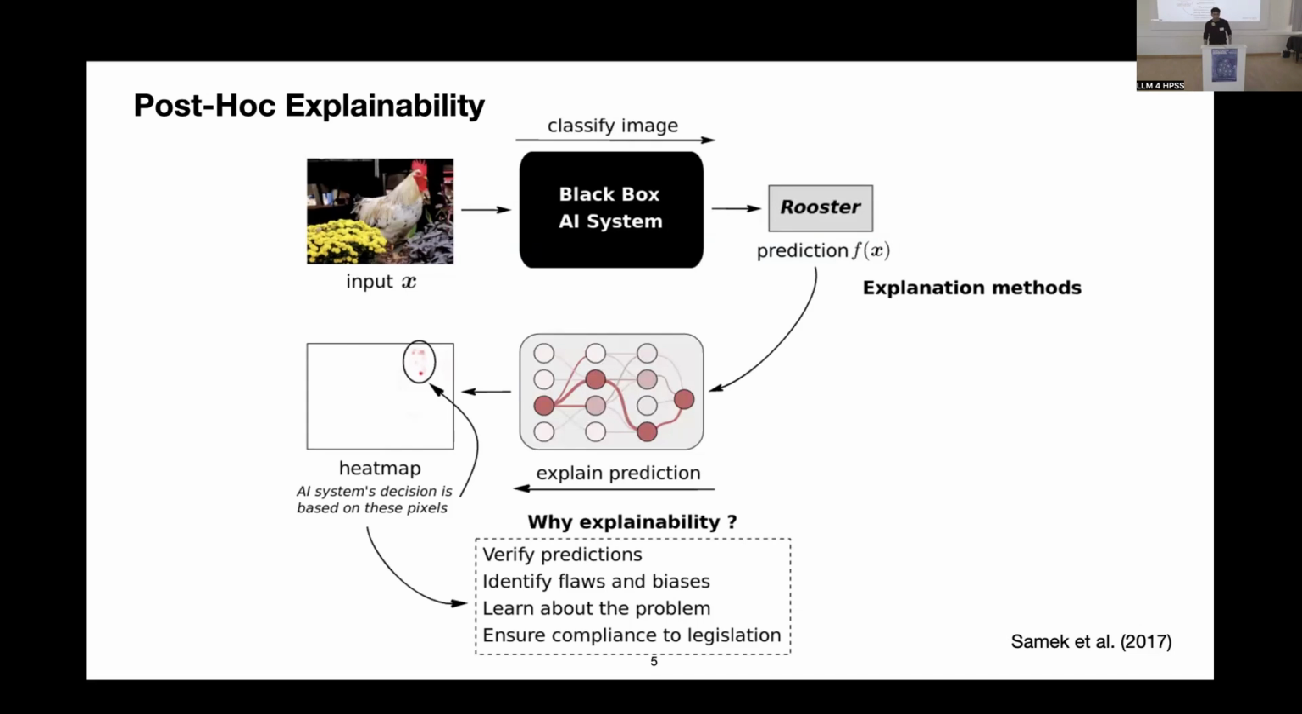So in this case, you would often get something like a heat map that would tell you which type of pixels were responsible for the prediction. So here, for example, it's kind of visible why the rooster was recognized.